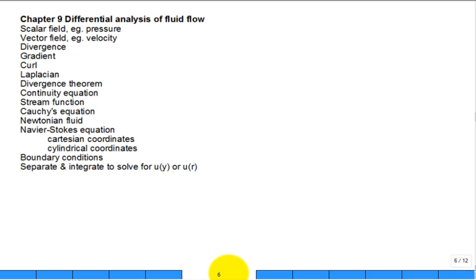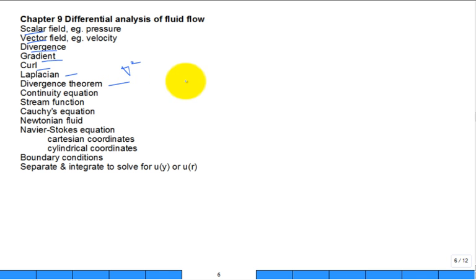Chapter 9, well, we talked about the differential analysis of fluid flow. Get the Navier-Stokes equations, now do something with them, solve them. Go back to engineering analysis 1, engineering analysis 2. Okay, so we reviewed scalar fields, vector fields, divergence, gradient, curl, Laplacian. What's the Laplacian? Del squared.